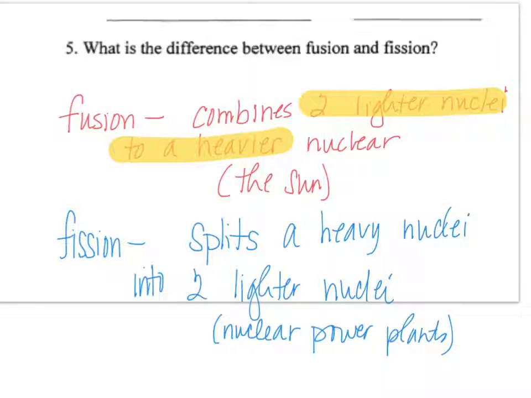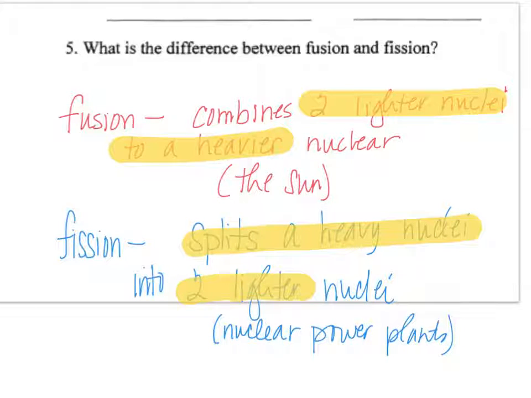And then fission splits the atom. It takes a heavy nuclei and splits it into 2 lighter. So they're opposite of each other. What we are doing at nuclear power plants is nuclear fission, so we're splitting the atom.